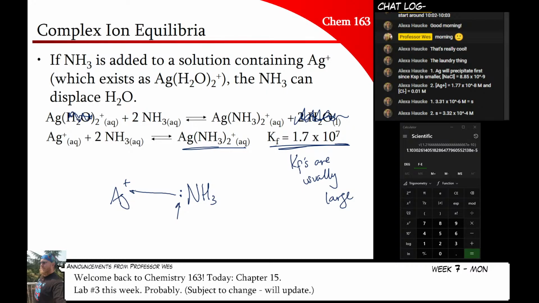So formation constants from the addition of ligands to metal centers are very, very large. If you are doing homework practice, just for the hell of it, and trying to do more complex equilibrium problems, we have a bunch of formation constants. I believe that's Appendix K.